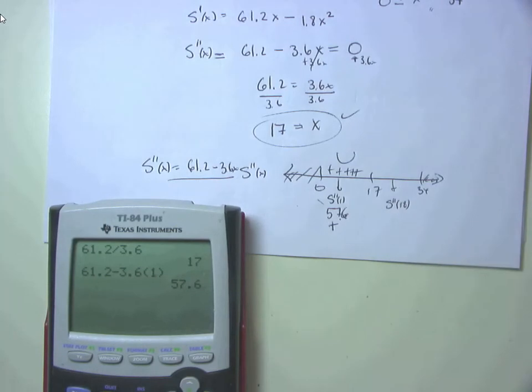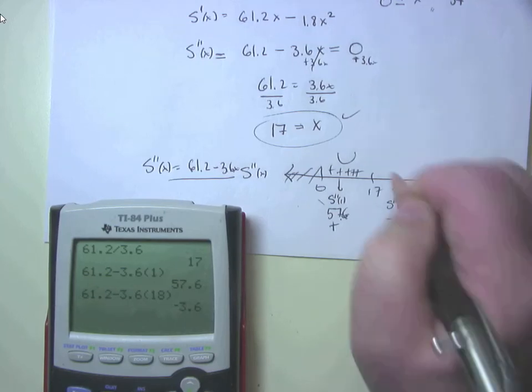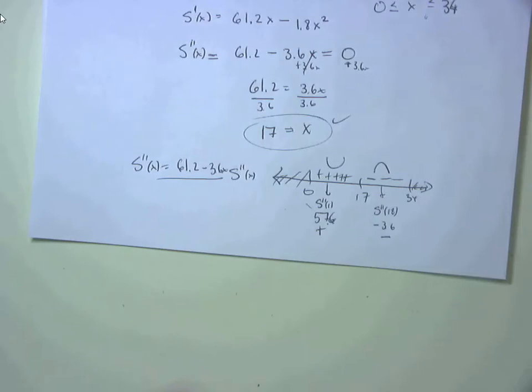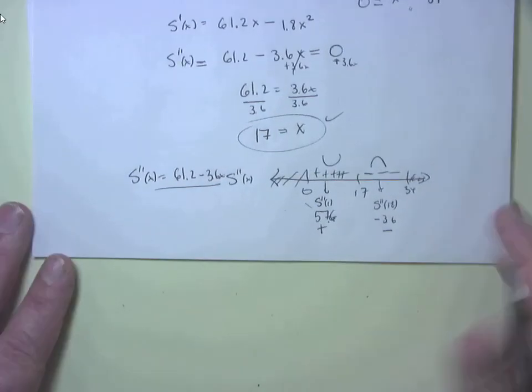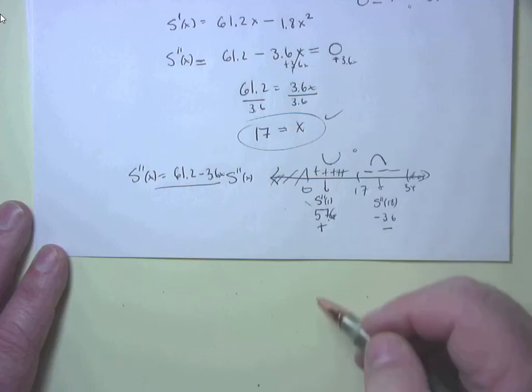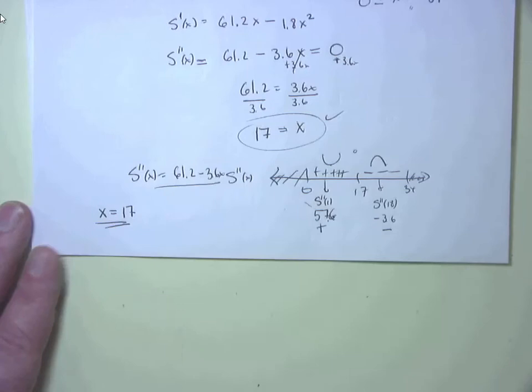It's plugging in 18 into 61.2 minus 3.6 times that 18. Let's just see what the number is. I get negative 3.6. I don't care, it's negative. That means I'm concave down, and that is the definition of your point of diminishing returns. It is a change from positive concavity to negative concavity. So the answer is x equals 17.